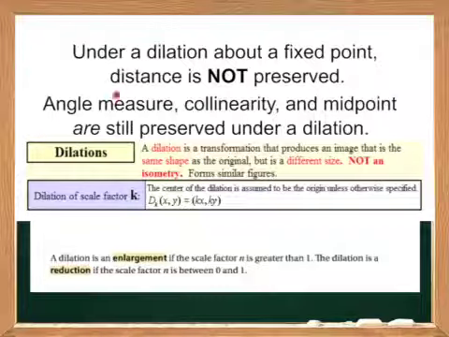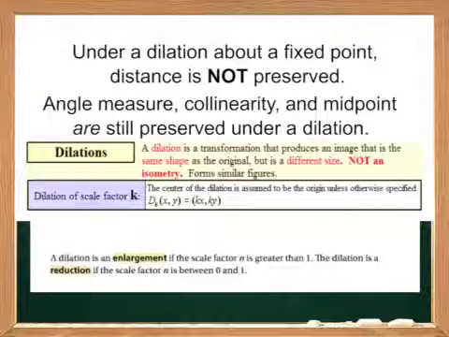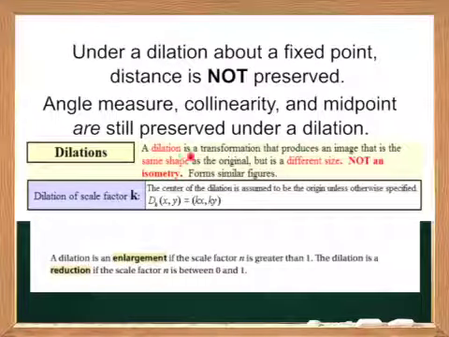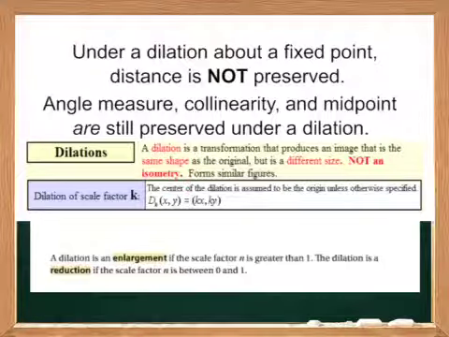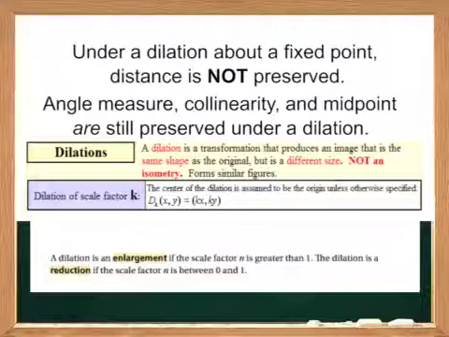So the angles will still stay the same because they are literally going to be similar figures, the preimage and the image. So here's our official definition. Dilation is a transformation that produces an image that is the same shape as the original, but is a different size. So it's not an isometry or a rigid motion. It forms similar figures. The rule is you're going to have a scale factor k. The center of dilation is assumed to be the origin unless it's otherwise specified.